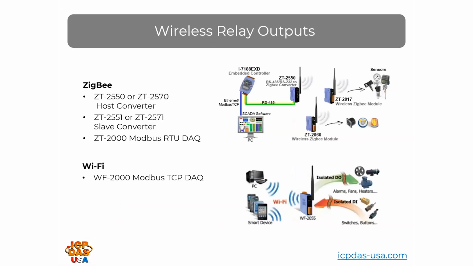We also have wireless relay outputs. We have different kinds of wireless, like Zigbee. The part number would be ZT-2060, and that has digital inputs and relay outputs. What you do is you connect one of the ZT host converters to your PLC or your controller, and then the ZT-2060 would communicate up to 700 meters line of sight, and Zigbee's a self-organizing mesh network, so each end device acts as a repeater to help get the communication across.